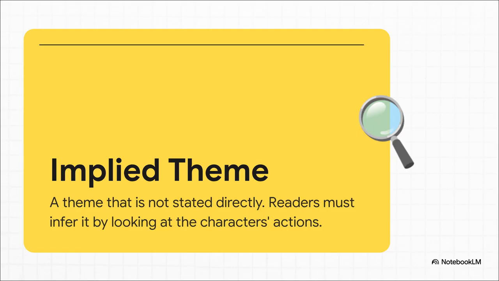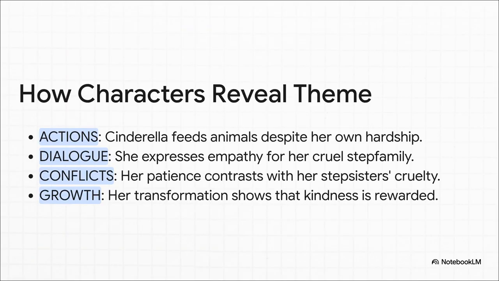And let me tell you, the biggest clues are almost always found in the characters. Think about a character we all know, Cinderella. How does she reveal the theme? Well, look at her actions. She is kind to everyone, even when she has nothing. Look at her dialogue. She never says a hateful word. The conflicts in the story just highlight her grace under pressure. And her growth, that final reward, is the ultimate proof of the theme, that kindness and perseverance will always triumph over cruelty. Her entire story is the theme brought to life.